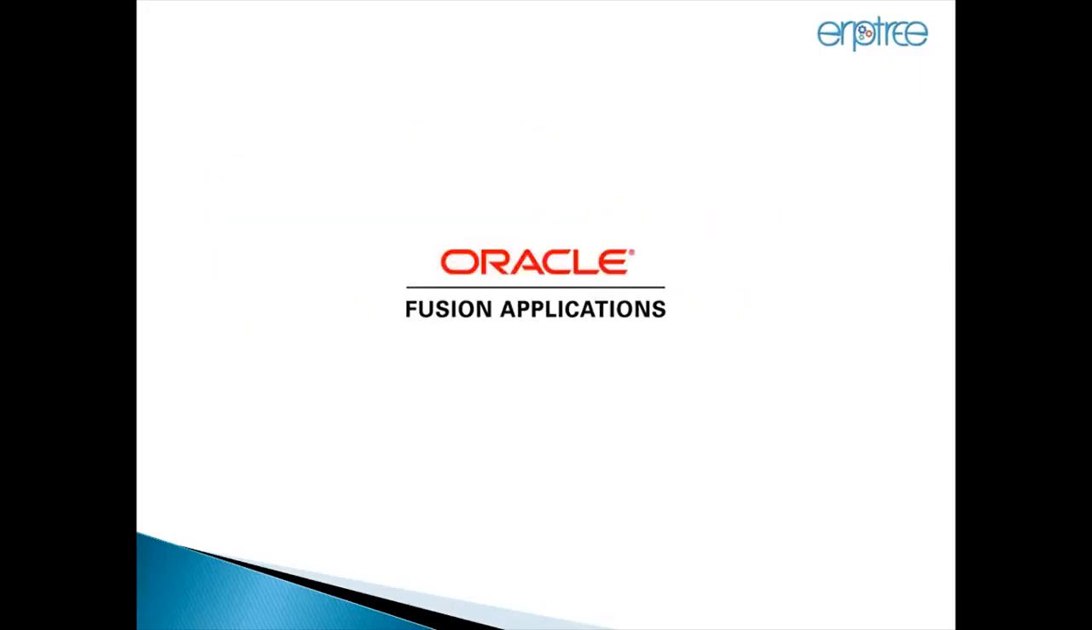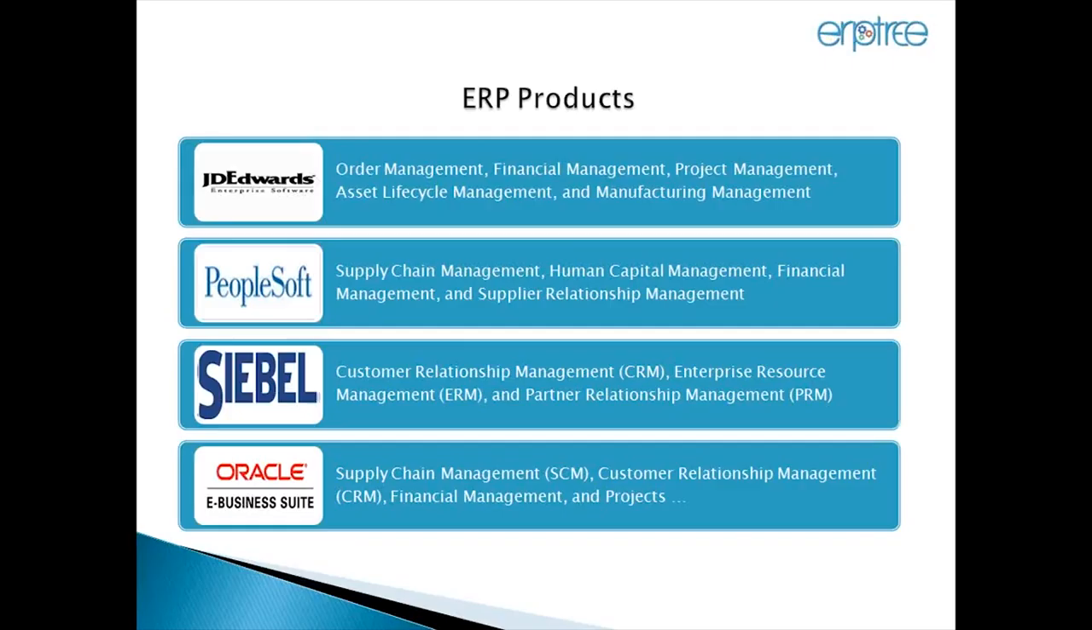So what is the meaning of Fusion applications? We know there are many ERP products in the market. I listed very few here. We have JD Edwards as an ERP product, PeopleSoft, Siebel, and as we know very well, Oracle EBS. Most of these ERP products offer multiple solutions. If you look at JD Edwards, there is order management, financial management, project management, asset lifecycle management, manufacturing management. In the same way, other ERP products also offer many solutions required for enterprises.